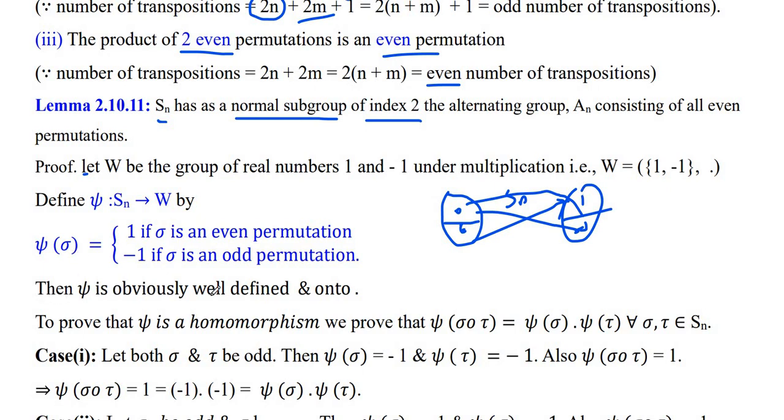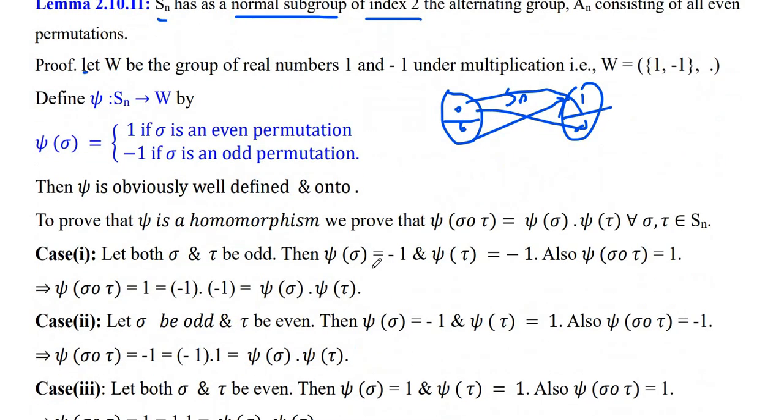Now this psi is obviously well defined and onto, because all of them are accommodated. They have images, and there are only two elements, both of which have pre-images. But it is not one-to-one because they have many pre-images. So we cannot say that it is one-to-one, and we don't need it either.